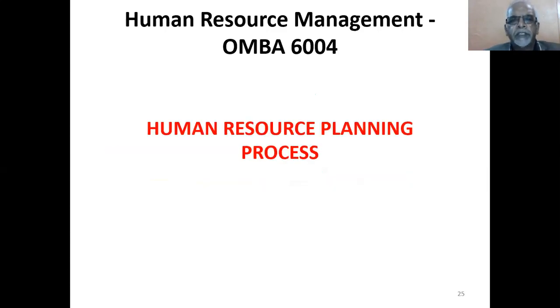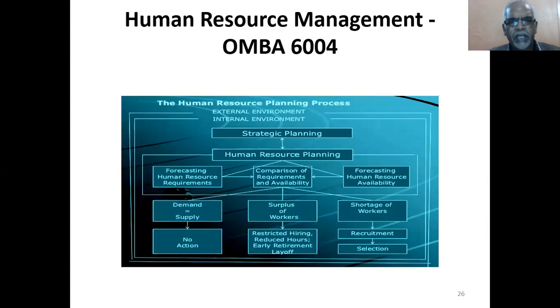Okay, now let us take a look at the human resource planning process. Now, when we examine the human resource planning process, we can see that there are a number of activities, exercises that have to be carried out. Now, this process can be illustrated in the following diagram. You take a look at this diagram. You will see that there are broadly 4 important stages.